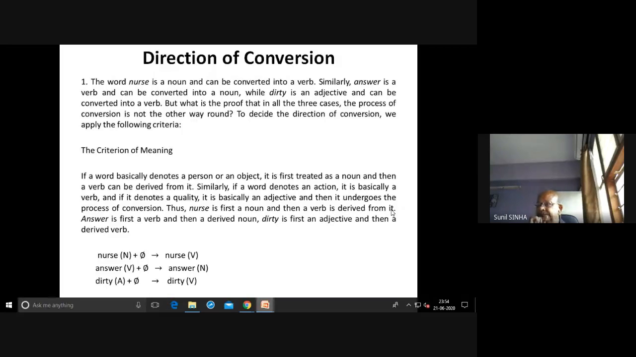Answer. When I say answer, the basic meaning is that of an action. What is a verb? Like walk. Walk can also be a verb, and walk can also be a noun.